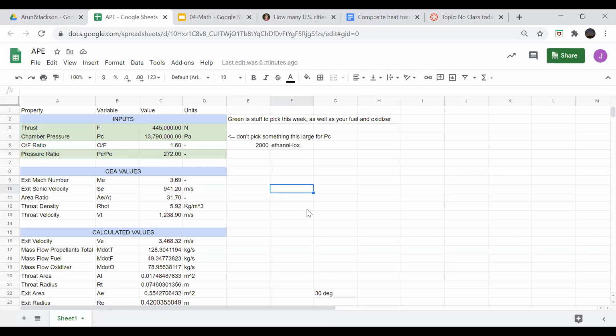Wait, is that 2.5 centimeters, or am I being dumb? Throat radius is about 4 centimeters. Oh, that seems large. That is a little bit big, yeah. We can look at that in a bit, but the exit radius is 24 centimeters. With the low pressure ratio, that could be real, because that exit radius makes sense, depending on what pressure you chose to design for.